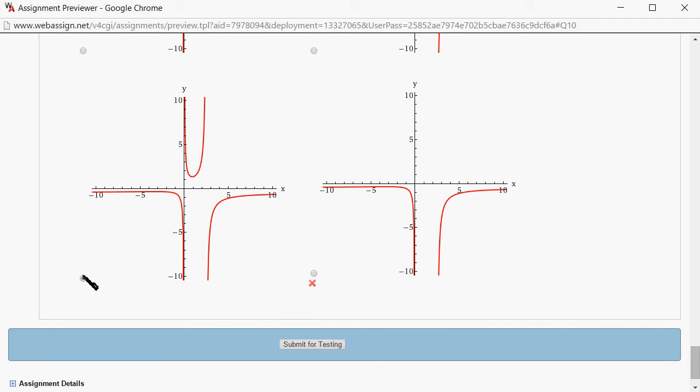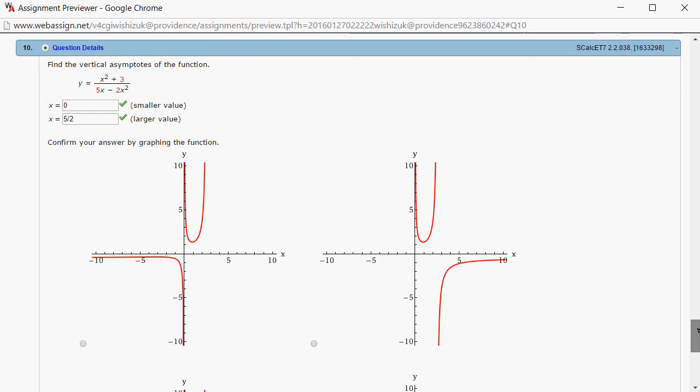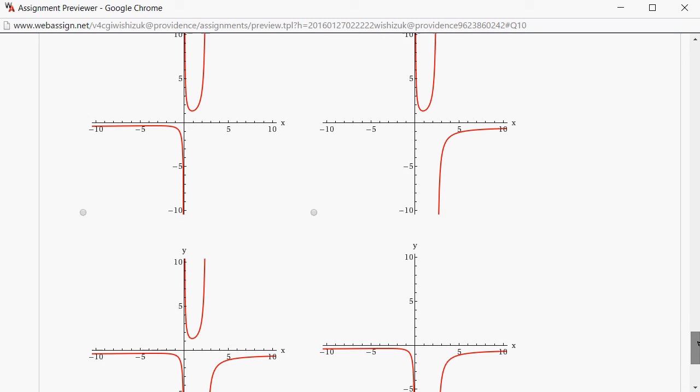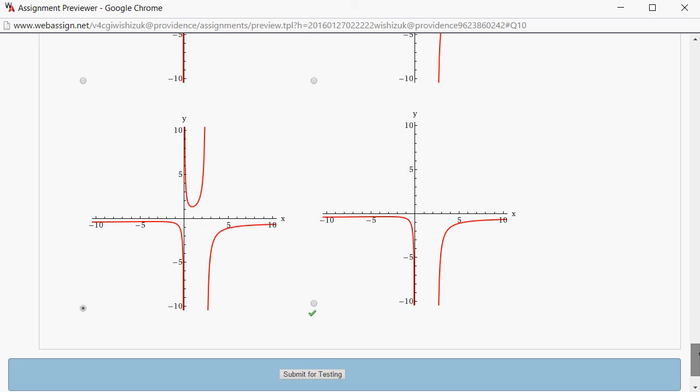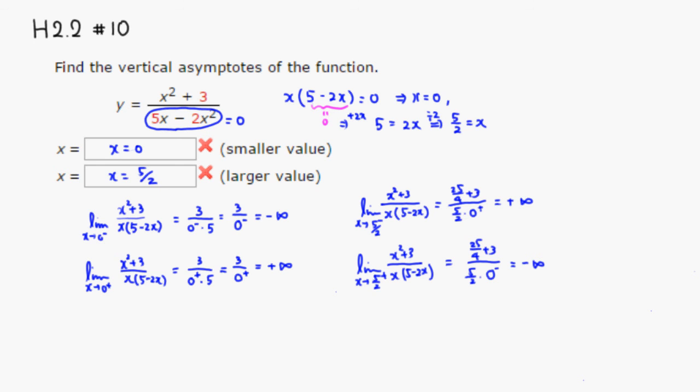Let's submit for testing. It came back, and it looks like we got the vertical asymptotes correctly, and we have the correct picture as well. That's it. I hope that this was clear.